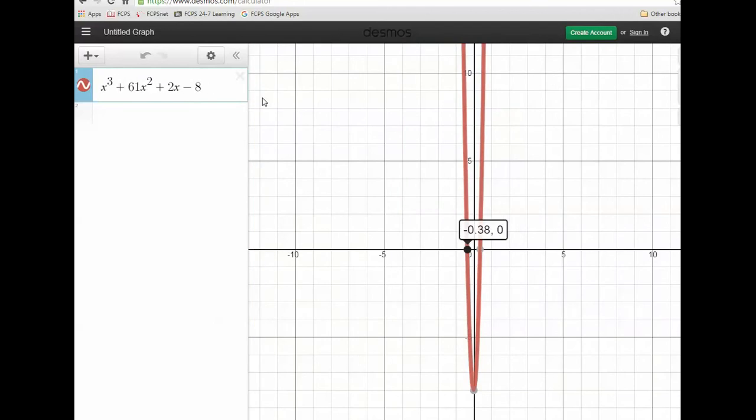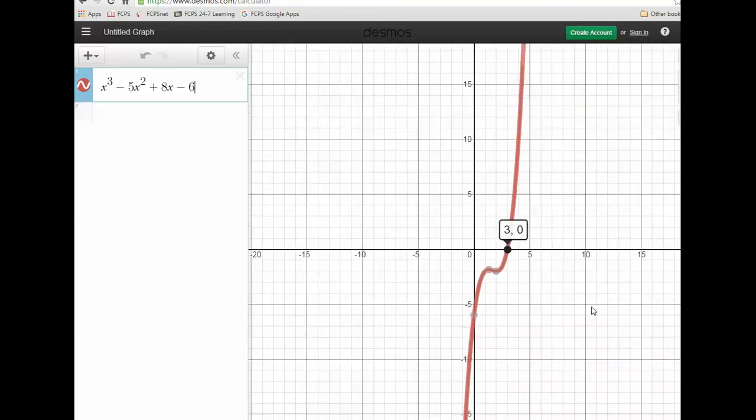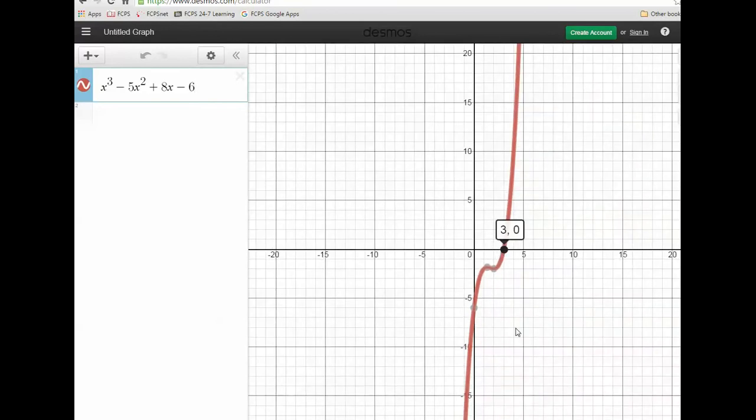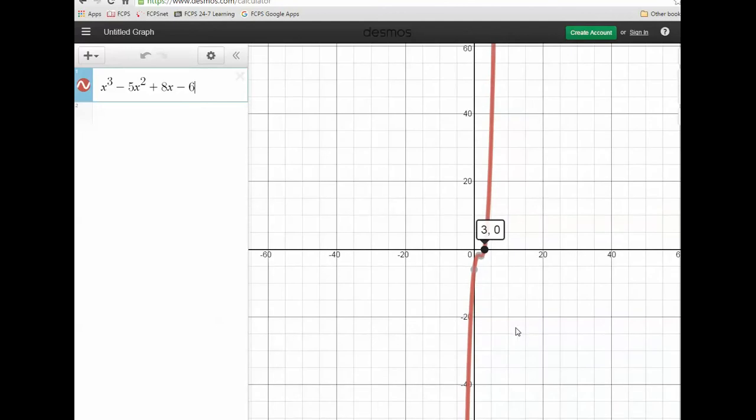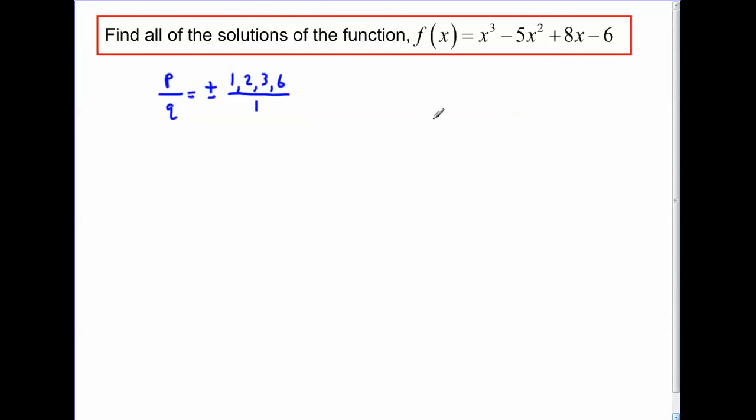So let's see, we have x cubed minus 5x squared plus 8x minus 6. Okay, now as I take a look at this, notice how I'm getting a clean zero of 3, but that's the only one. That's the only zero that I'm seeing. That means I only have one real zero, which means I have two imaginary. Because remember, I have to have a total of 3 solutions here. So I'm going to have one real at x equals 3, and then 2 imaginary.